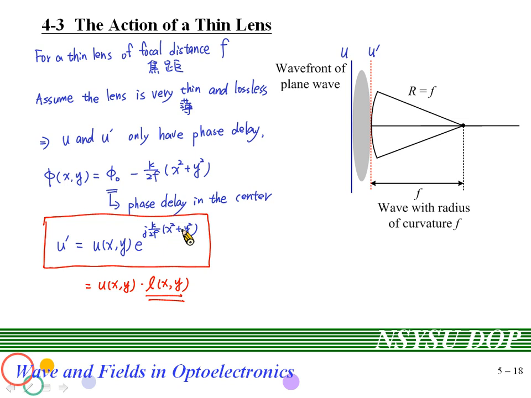And clearly you can see that this phase delay term will make a curved phase front. So after a plane wave passes through a thin lens, it will form a curved phase front. Then this wave will focus to the focal point shown here, and the focal point has a distance f with respect to the thin lens.